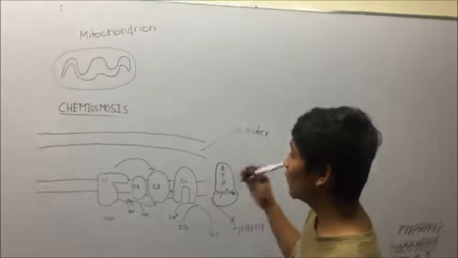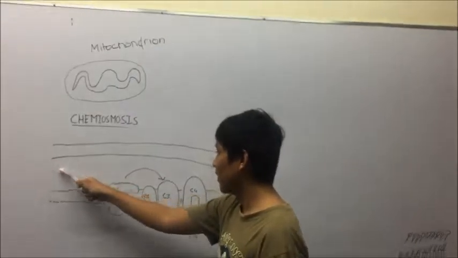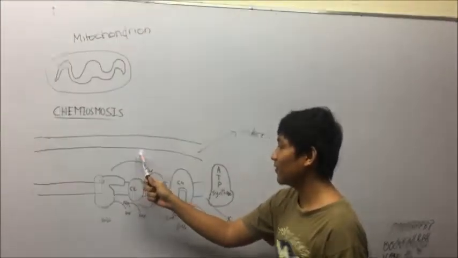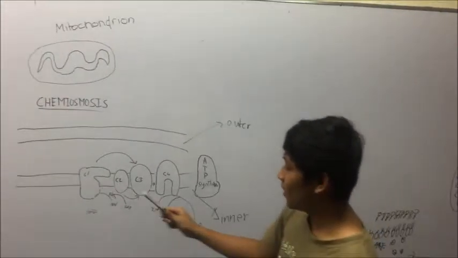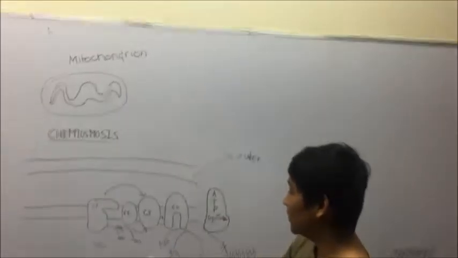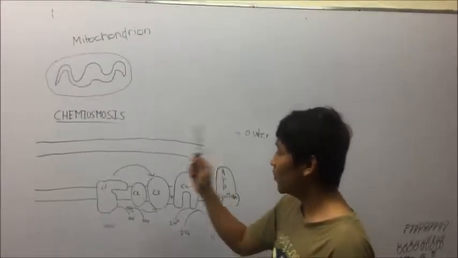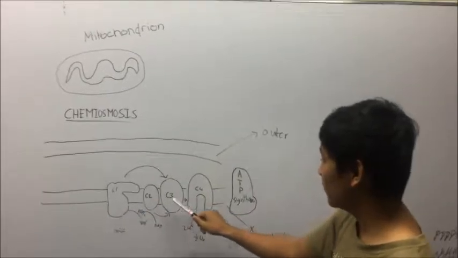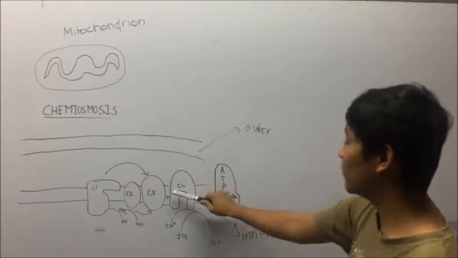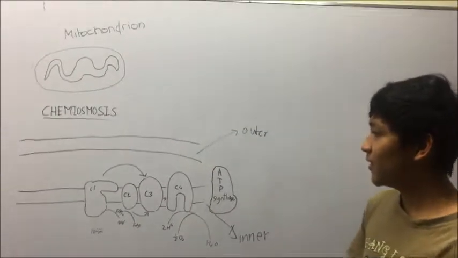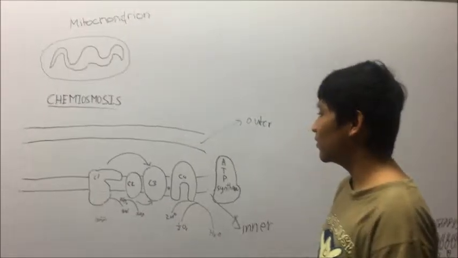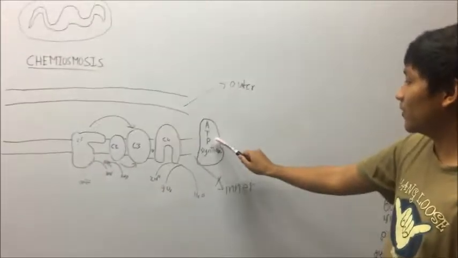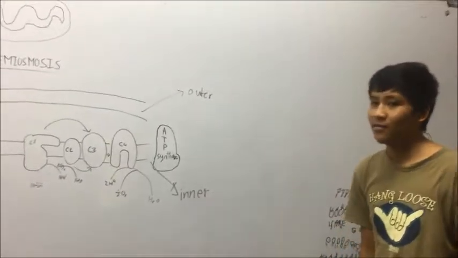The protons move in the intermembrane space, with a high concentration compared to the mitochondrial matrix. They move from the intermembrane space through the C1 complex, C3 complex, and C4 complex. But there is another entrance where protons can move in, the ATP synthase.